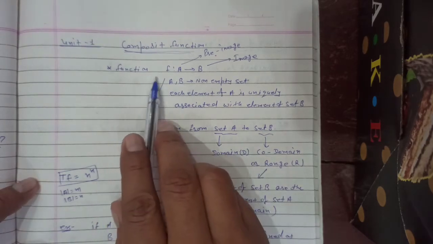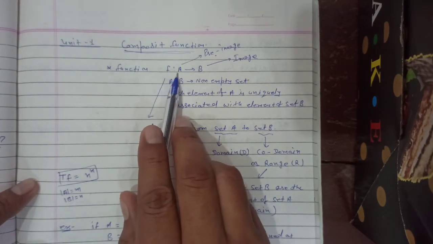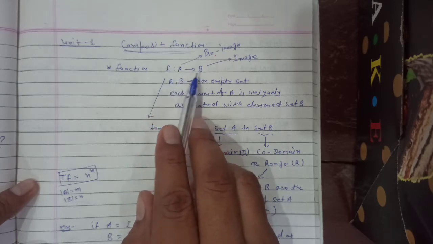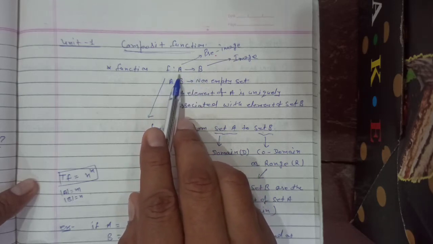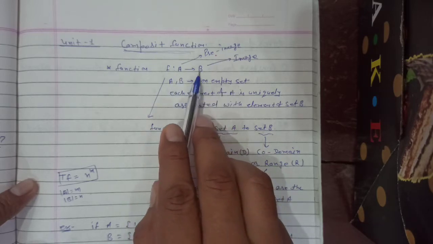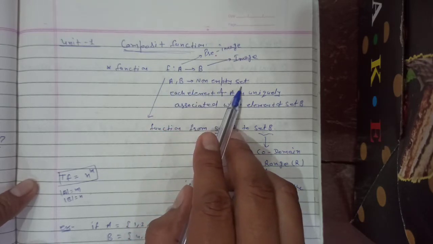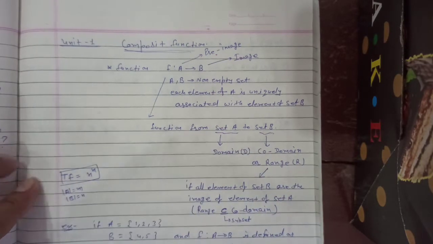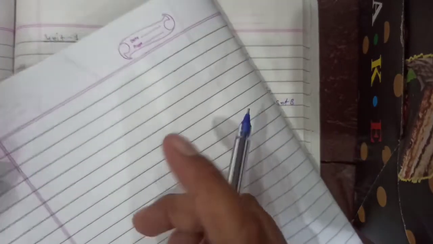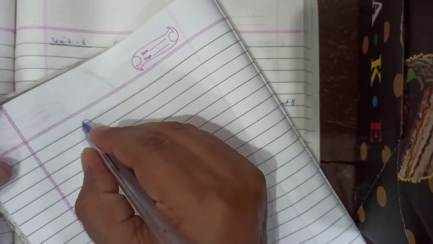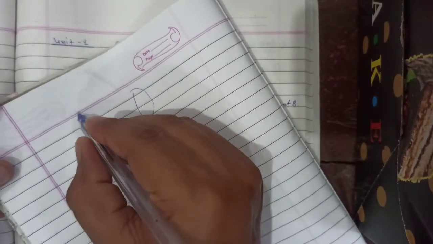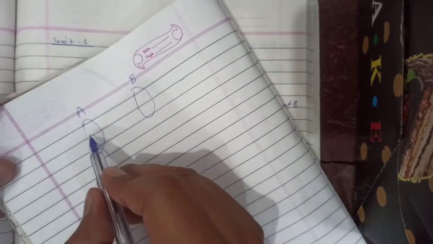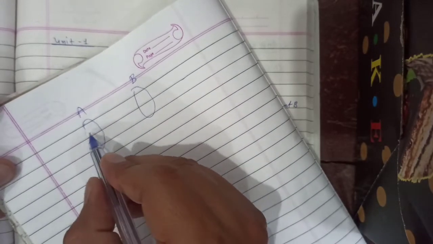Now a function is written in terms of f: A to B. A is the pre-image and B is the image. It means A is a non-empty set, and B is also a non-empty set. It means A and B both are non-empty sets, containing elements. If we consider set A and set B, these sets are non-empty.